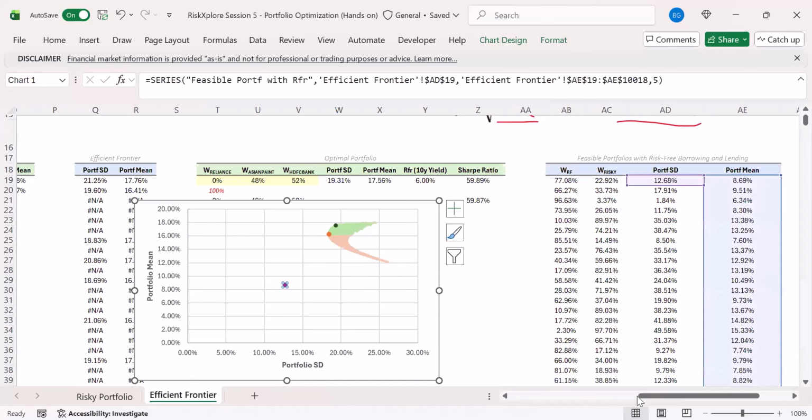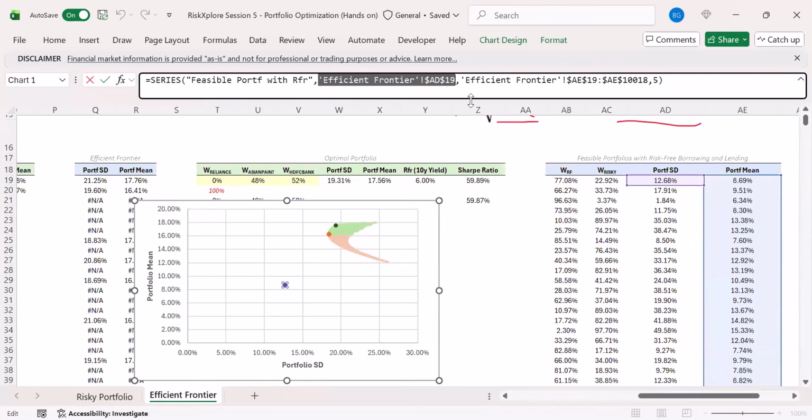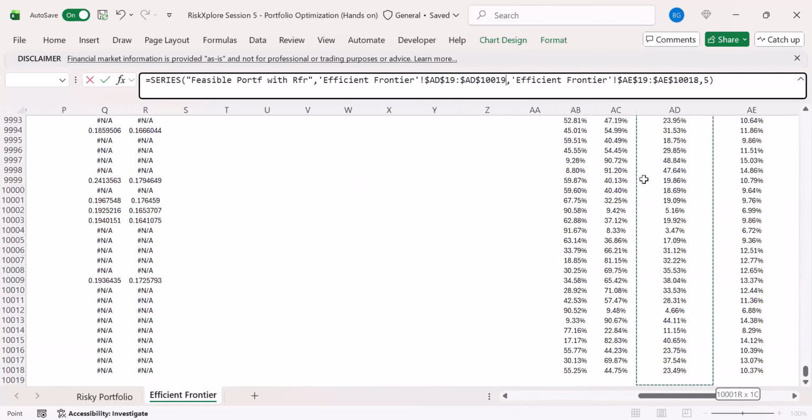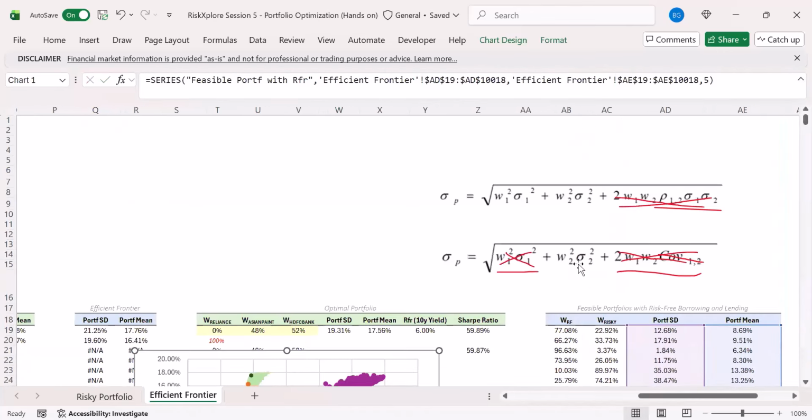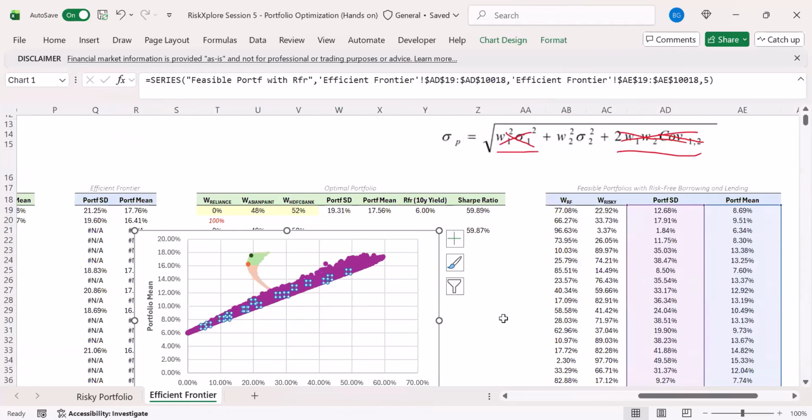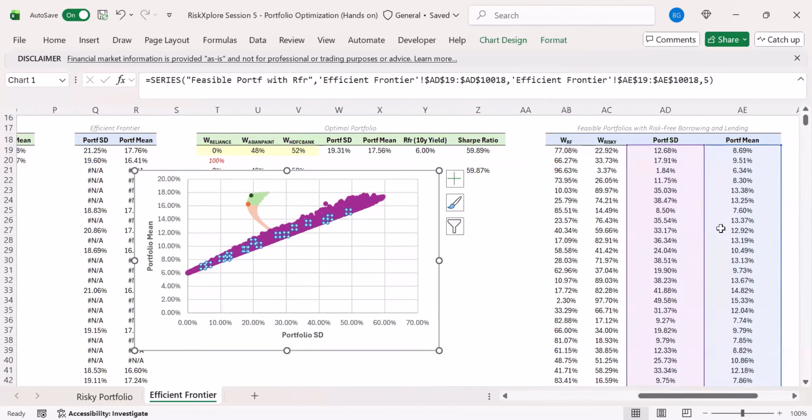Now this is not correctly populated. This is a bug in Excel. We will refer to this range here, and this goes only until row 10018. Press enter, and if we see here, we have this populated here. This seems a bit off.